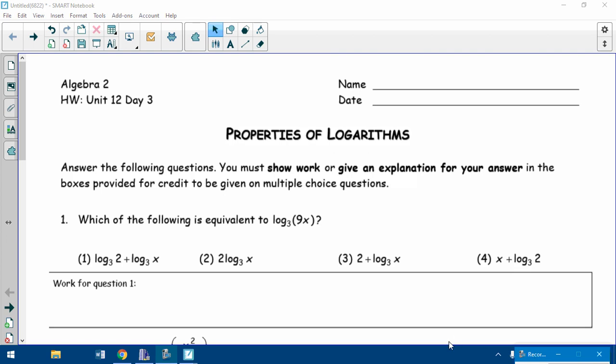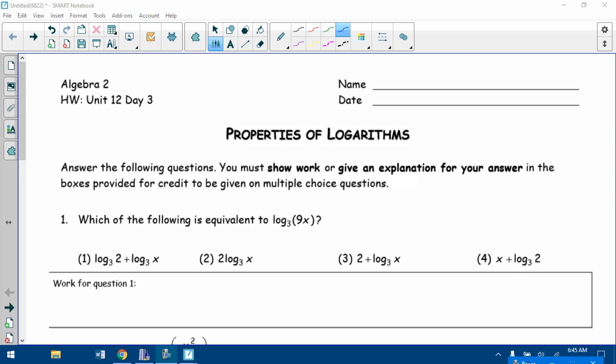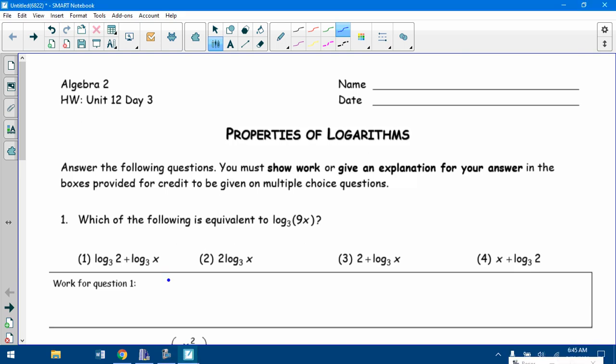A couple of you had questions with number one. Which of the following is equivalent to log base 3 of 9x? So remember our log properties. One log multiplied, we can split that up. This is 9 times x. Everything inside is being multiplied right now. We can make that 2 logs that are added, right? So this would become log base 3 of 9 plus log base 3 of x.